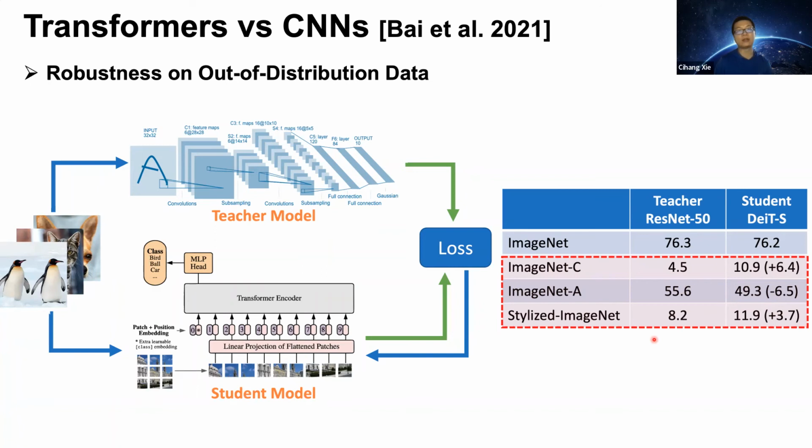And this result further supports the conjecture that the key difference in out-of-distribution robustness between CNNs and transformers does not lie in the difference of the training techniques, but rather that the architecture difference is the key reason leading to this difference.